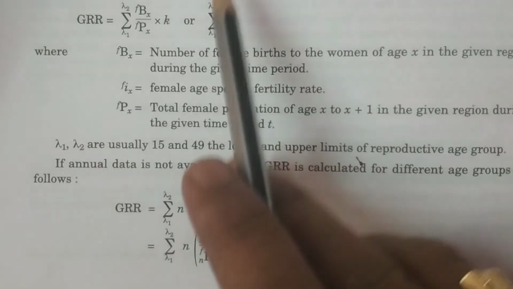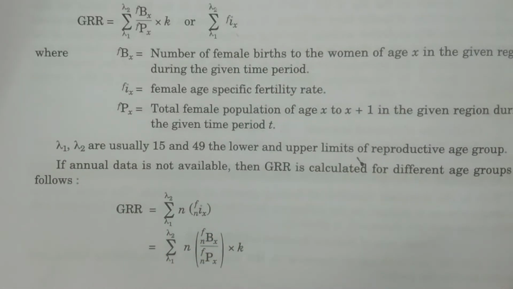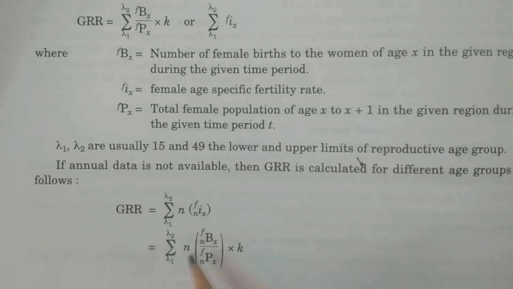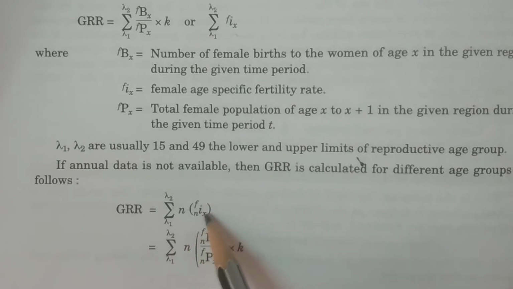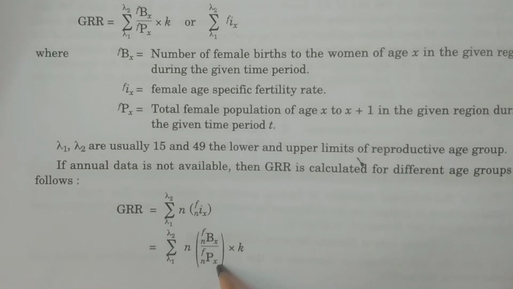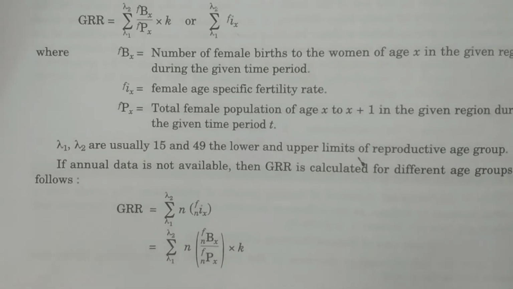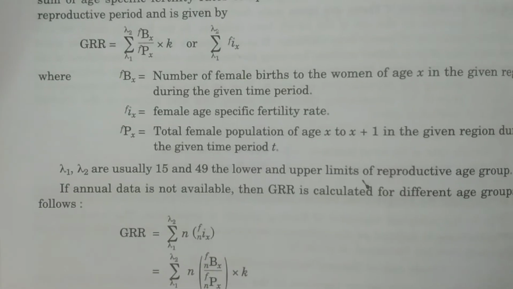If you calculate annually, we use this formula. If you calculate for different age groups, every 5 years, like that, then we have to use n into FNIX. So it is nothing but summation lambda 1 to lambda 2, n into FNBX divided by FNPX into K. What is FNBX? It is nothing but the female births in the age group x to x plus n. FNPX, it is nothing but total female population in the age group x to x plus n. So this is another formula for GRR. These are the two formulas. Hope you understand.